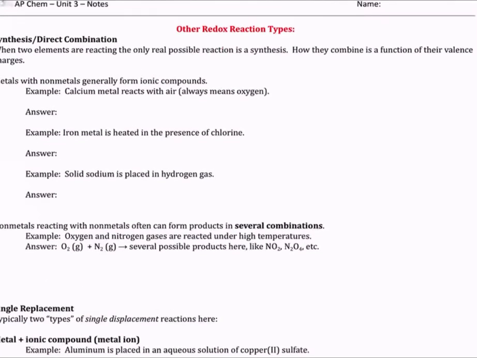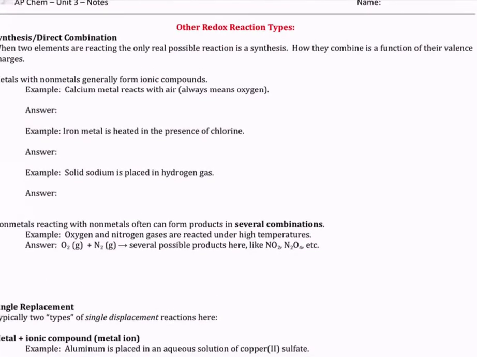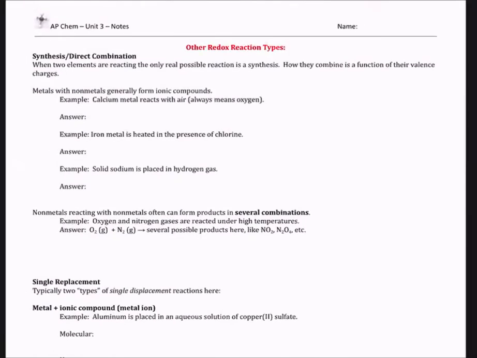So we talked about synthesis, also known as combination or direct combination. This is a fairly simple type of reaction. Whenever you have two elements that are going to react, the only thing two elements can really do is bond and combine, right? It could be a metal with a nonmetal, or a nonmetal with a nonmetal.